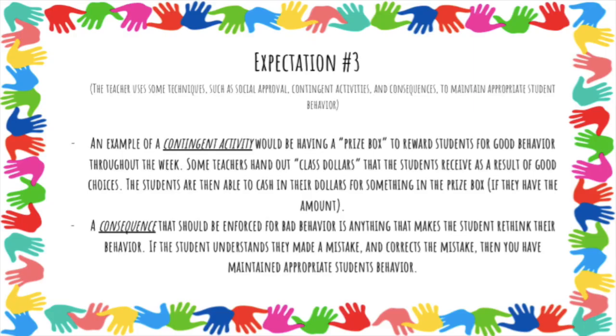The third expectation is the teacher uses some techniques such as social approval, contingent activities, and consequences to maintain appropriate student behavior. An example of a contingent activity would be having a prize box to reward students for good behavior throughout the week. Some teachers hand out class dollars that the students receive as a result of good choices. The students are then able to cash in the dollars for something in the prize box if they have the amount available. A consequence that should be enforced for bad behavior is anything that makes the student rethink their behavior. If the student understands they made a mistake and corrects the mistake, then you have maintained appropriate student behavior.